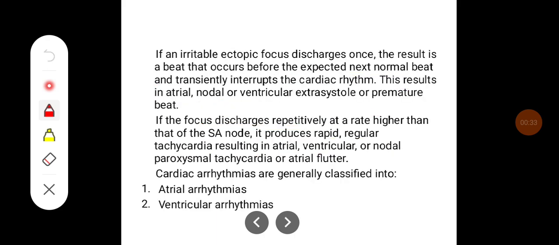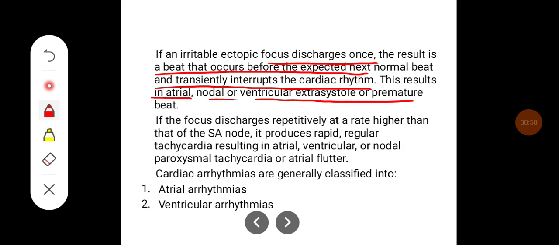If an irritable ectopic focus discharges once, the result is a beat that occurs before the expected next normal beat and transiently interrupts the cardiac rhythm. This results in atrial, nodal, or ventricular extrasystole or premature beat.